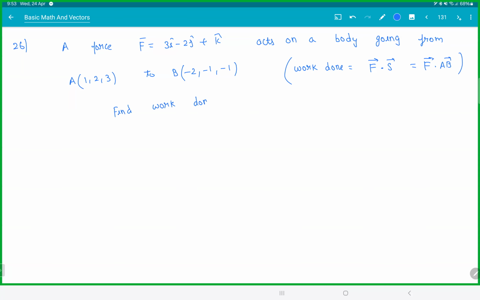So a particle is going from A to B in a line. F bar is given. A and B coordinates are given. Find the work done.